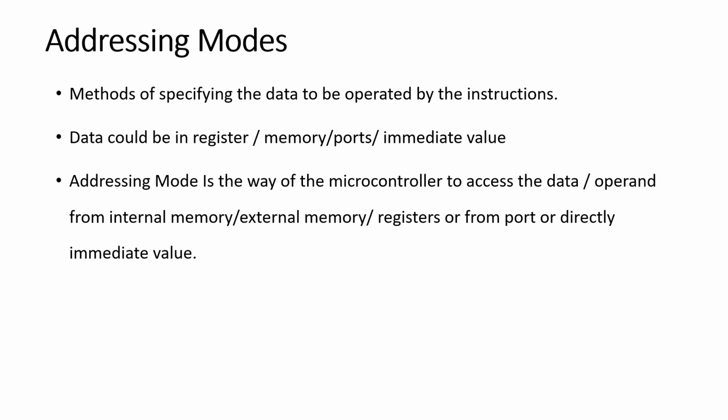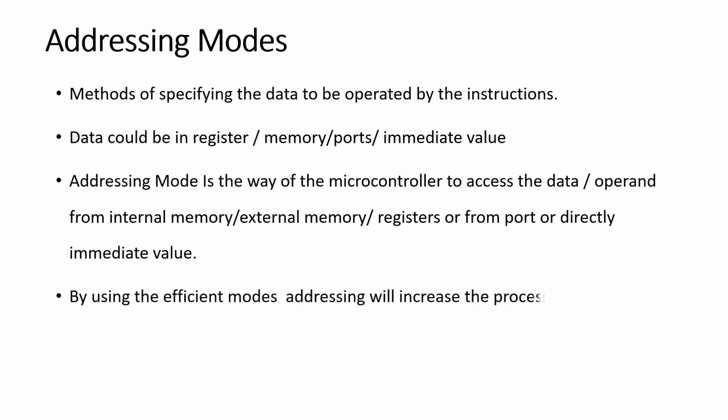What does this mean? For performing an operation, the microcontroller requires data. That data may be stored anywhere, in memory, registers, ports, anywhere. So how can the microcontroller access this data? That is the main thing. So data accessing methods means addressing mode. Remember this line always: data accessing methods means addressing mode. By using efficient modes of addressing, we can increase the processing speed of the CPU or controller.